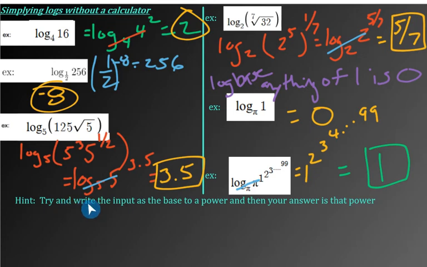So, this is kind of a general hint that I would put here. Just like here, if you're ever doing one of these without a calculator, try and write the input for the log, so the 16 here, as the base, in this case 4, to a power. And then your answer is the power, okay? So we can write 256 as 1/2 to the negative 8, which is why negative 8 is the answer. Always the power is the answer. Log is an exponent.